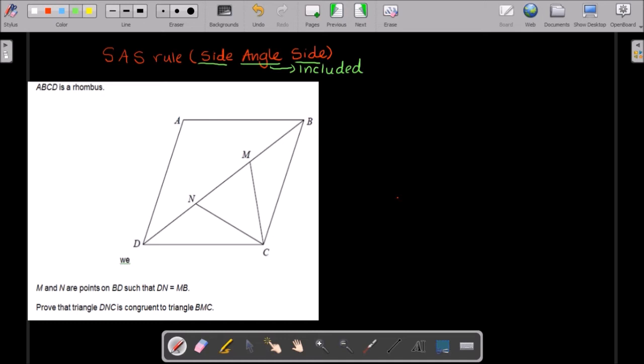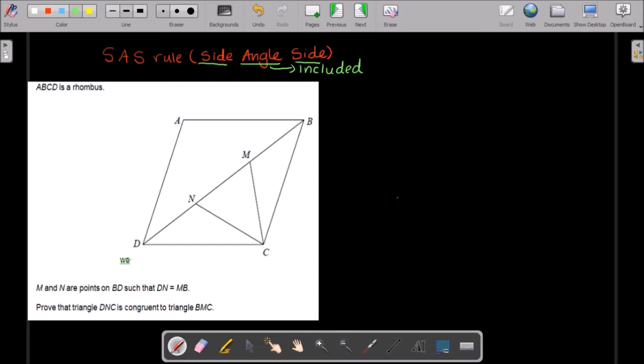So the two sides which we use to prove the congruence will meet at a point, and the angle they form is going to be the included angle, and we have to use that. If you do not have an included angle, you cannot use the SAS rule. Let's look at the question.